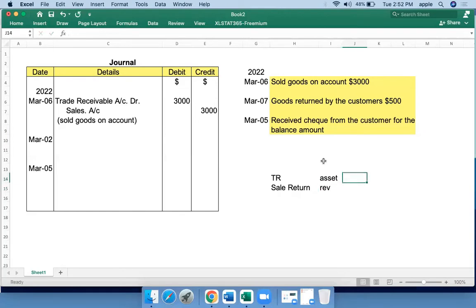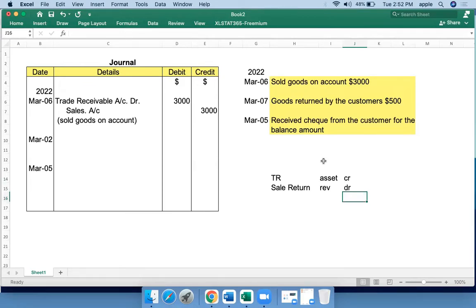Agree? Yeah. So asset increasing or decreasing? Decrease. No, wait, trade receivable. So yeah, decreasing. Decrease in asset, credit. And revenue increasing or decreasing? Revenue is decreasing as well. Sorry, a decrease in revenue, debit. Agree? Yep. Sales is revenue, so sales return is also revenue.